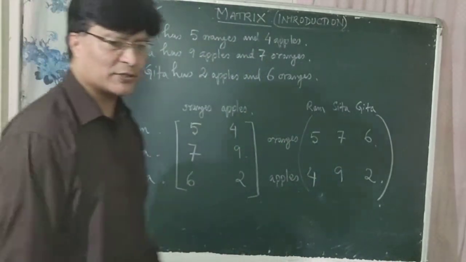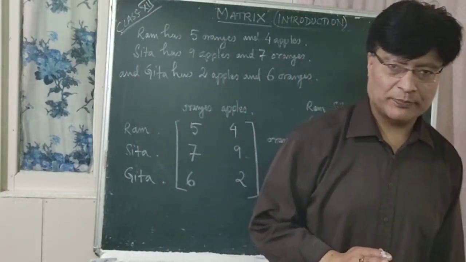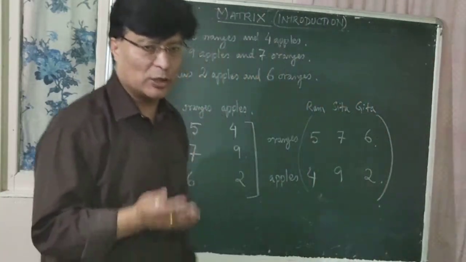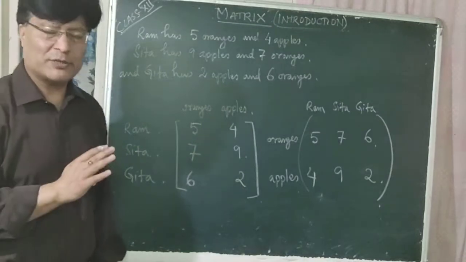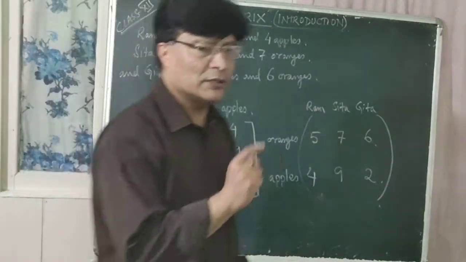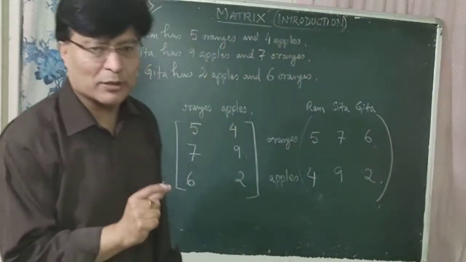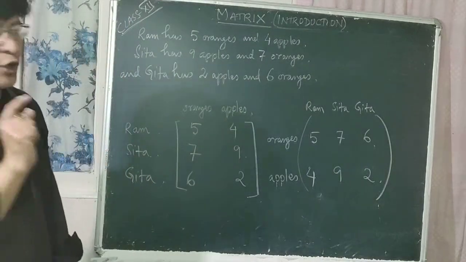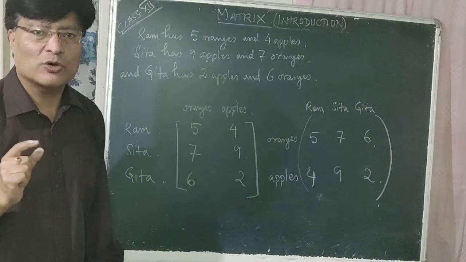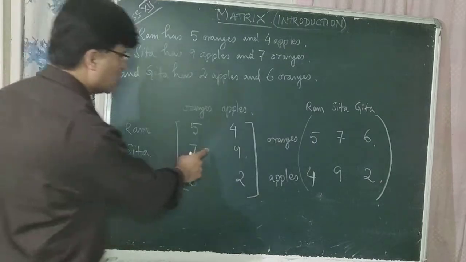So what do you mean by matrix? Matrix is an array or arrangement. Array means arrangement. So how can we define matrix? Matrix is an array in which the elements or members are arranged in some rows and in some columns, right? So this is your matrix.